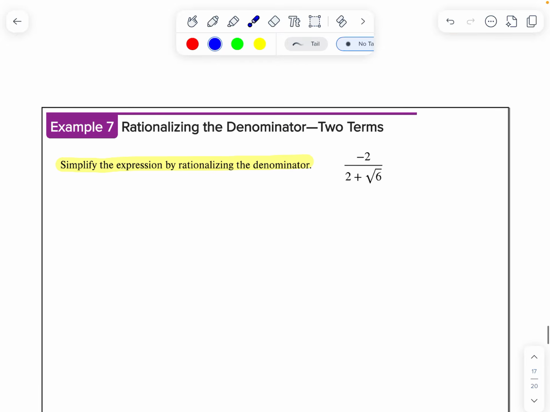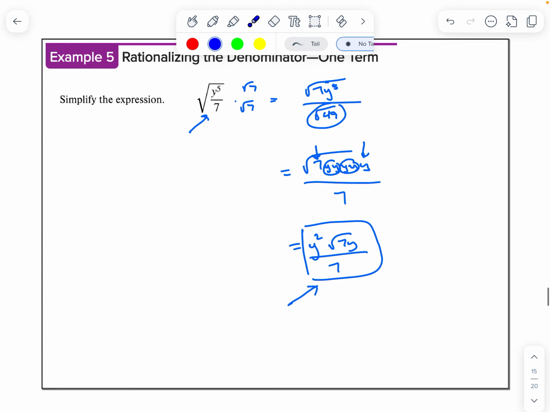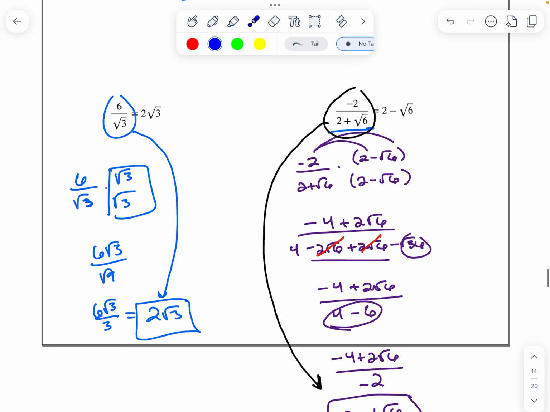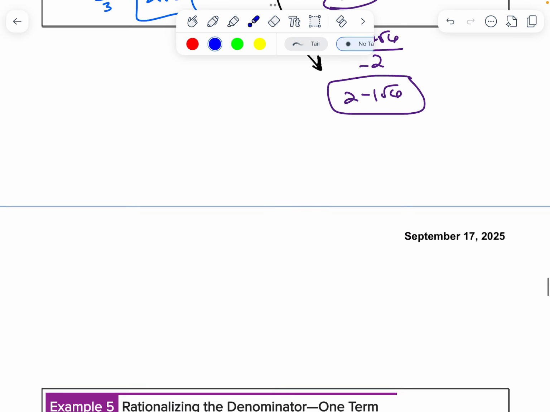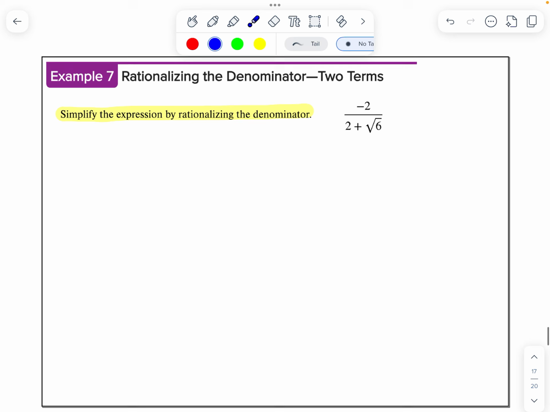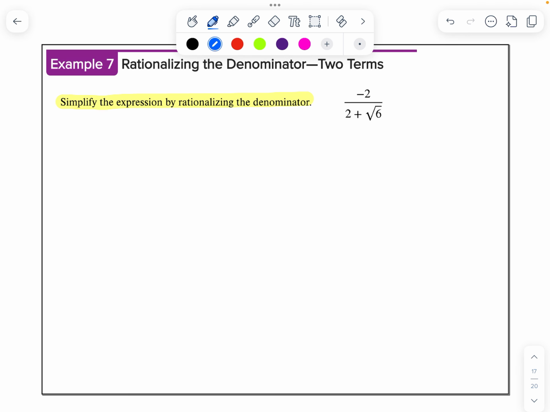So, negative 2 over 2 plus square root of 6. Didn't we just do this one? Yeah, we did that exact one right here. We will not do that example. We'll find another. Actually, you know what? We could just make one up.